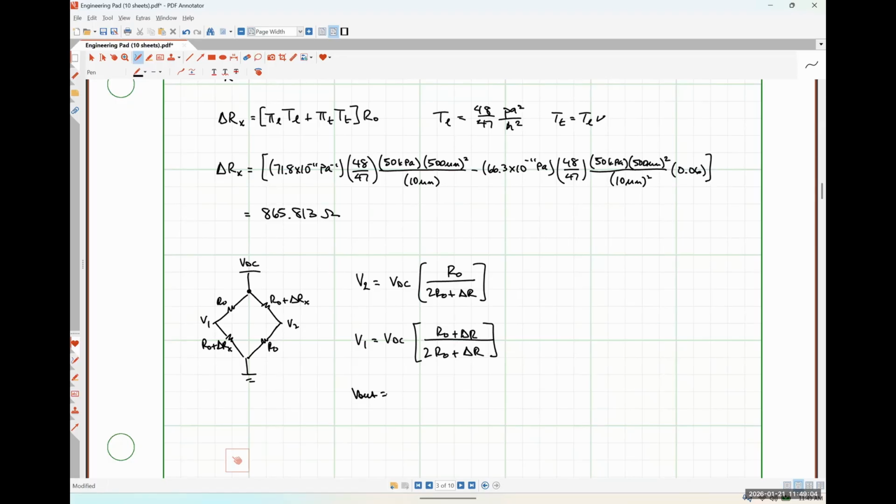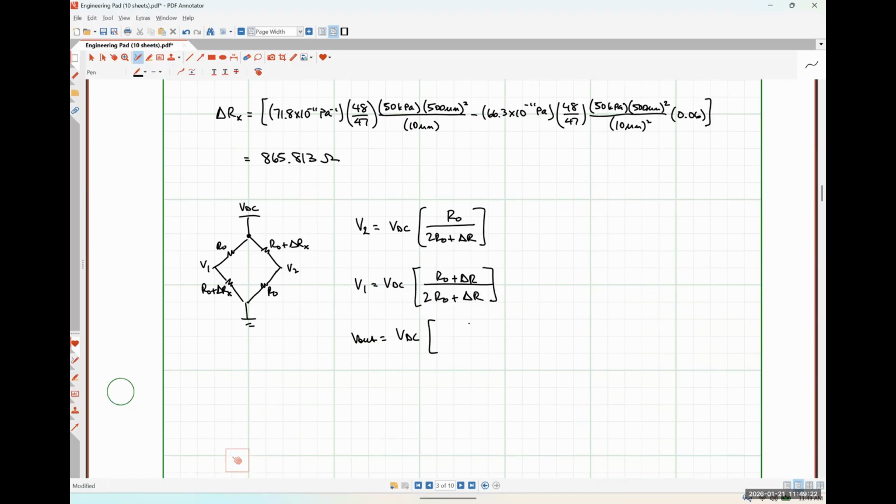And from this, our output voltage is just the difference of these guys. So I'd have R naught minus R naught minus delta R. So that's just going to look like, let's see, VDC times minus delta R over twice R naught plus delta R. And I believe we can approximate that as that.